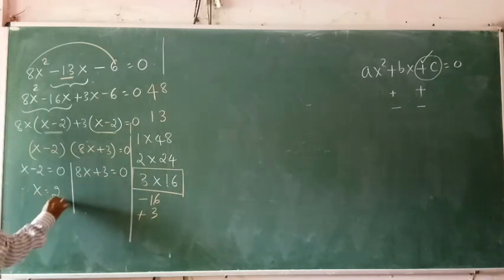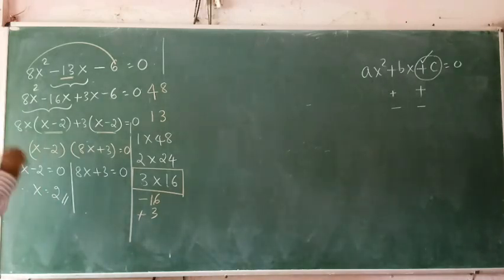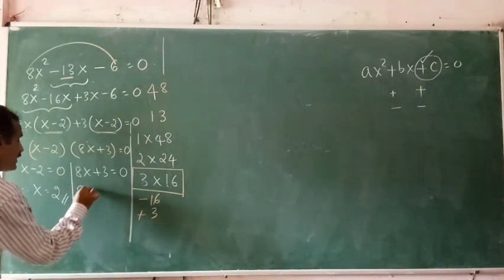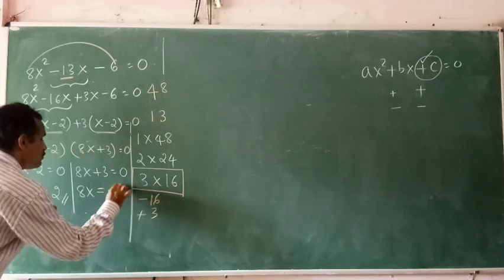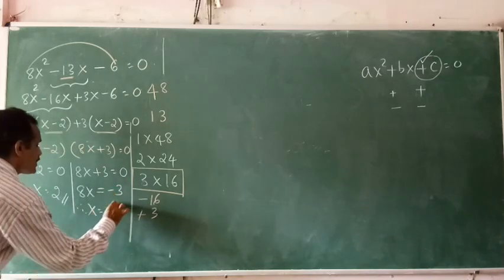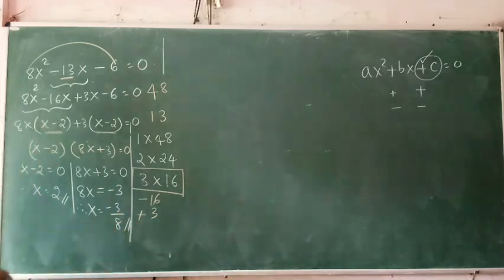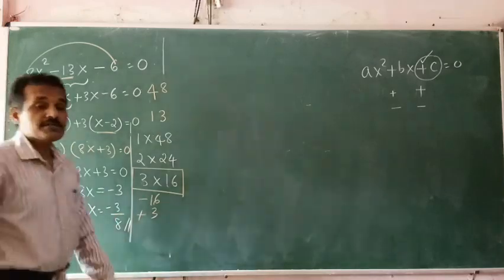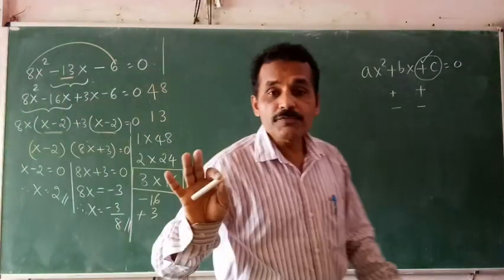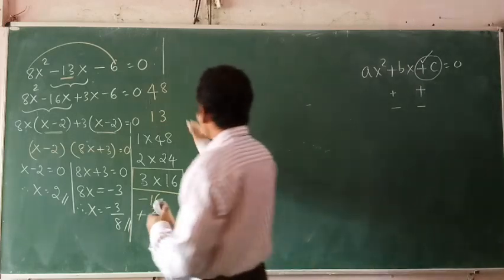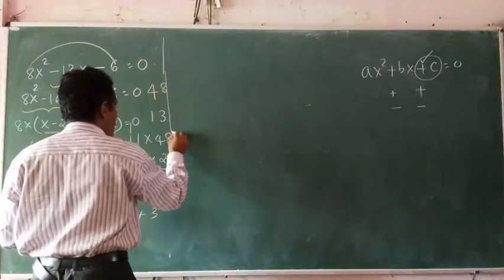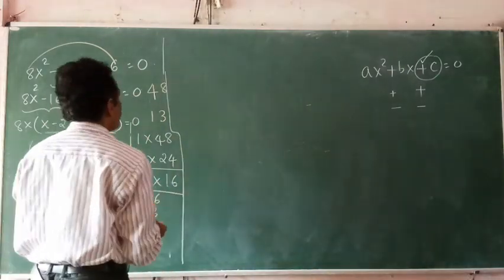Therefore, x is equal to 2 is one of the roots of the equation. 8x is equal to minus 3, therefore x is equal to minus 3 by 8. So we can say 2 and minus 3 by 8 are the roots of the equation. Okay students, let me go for some more problems.